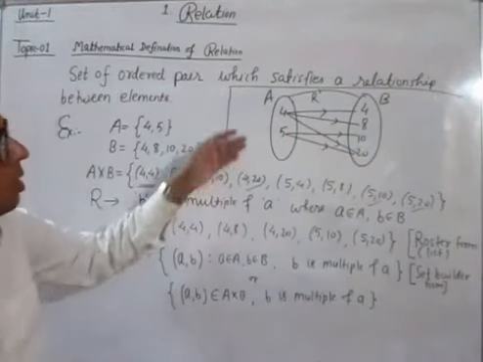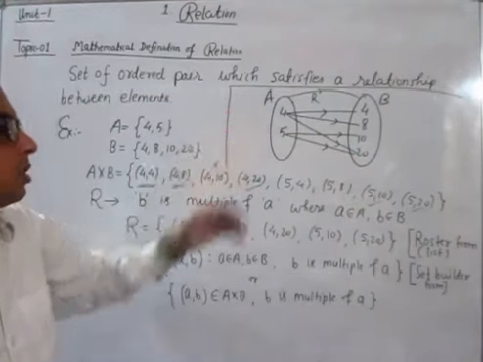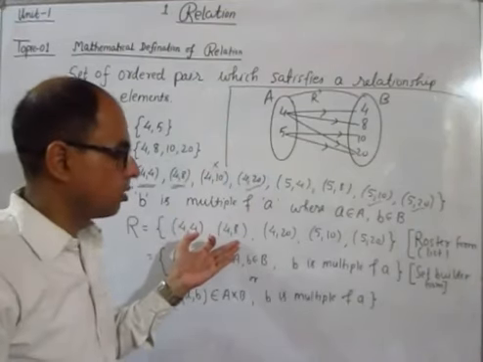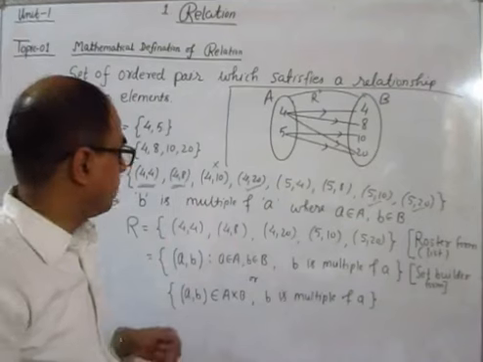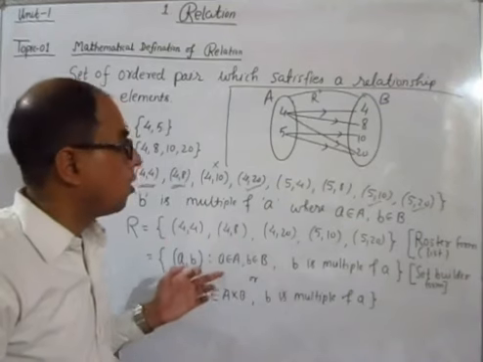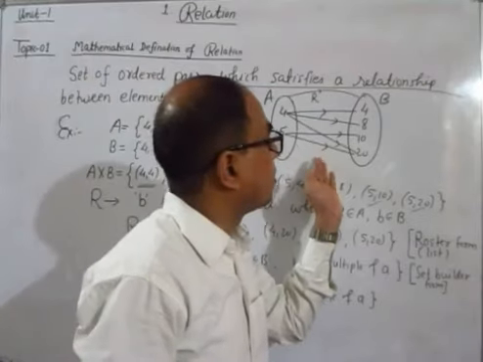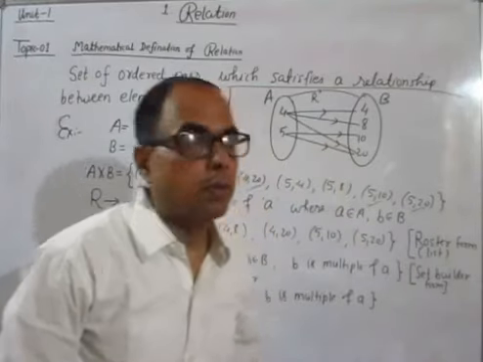So this is the arrow diagram representation of relation. So we can represent relation in three ways. We can represent relation in roster form, we can represent relation in set builder form, or we can represent relation in arrow diagram form. So these are the three ways to represent relation.